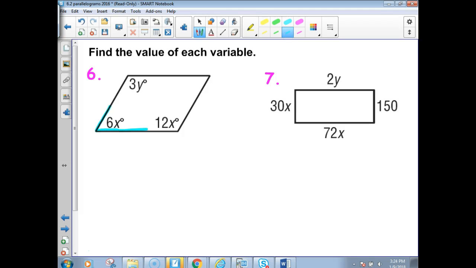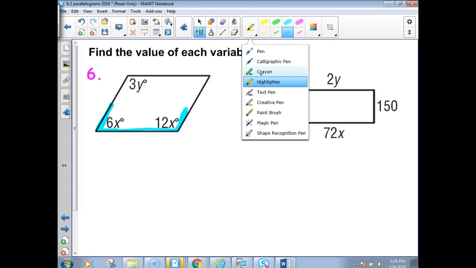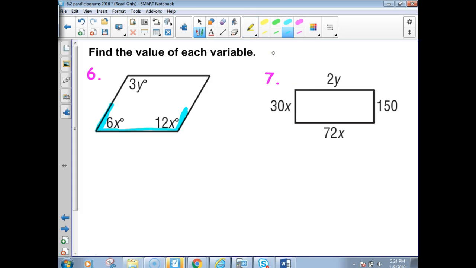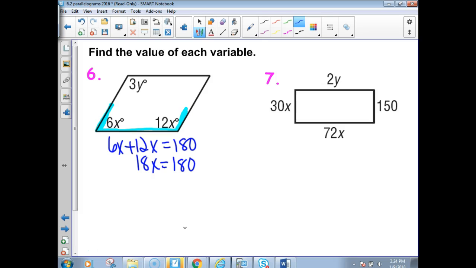What kind of angles are these? Consecutive. All right. Consecutive angles are supplementary. All right. So anyway, these add up to 180. So I've got 18x equals 180. I divide by 18 and I get x is 10.